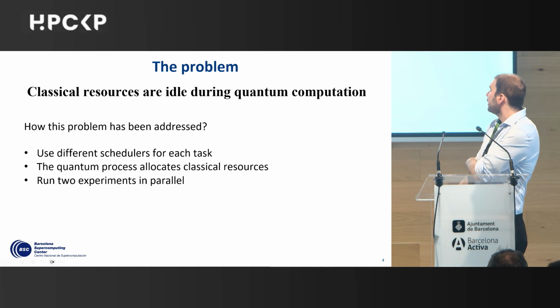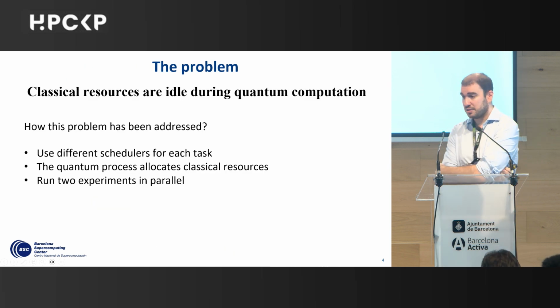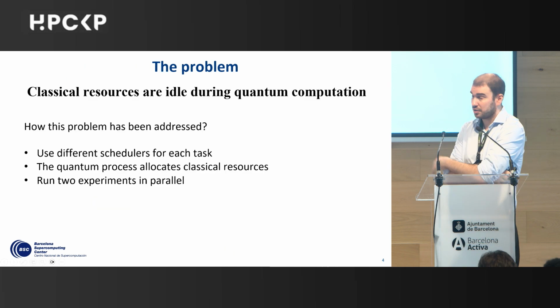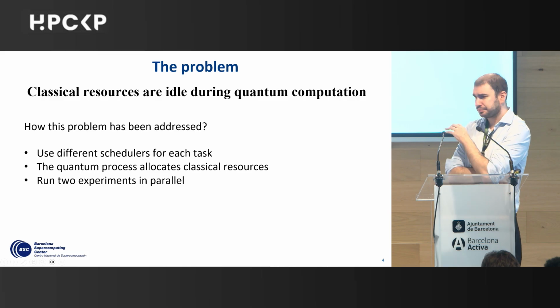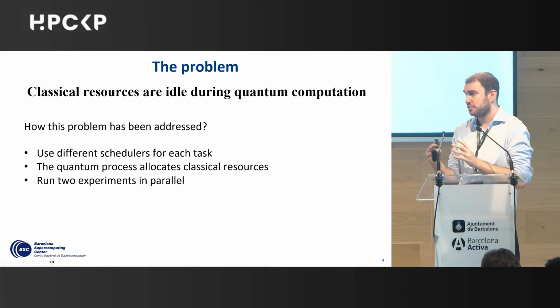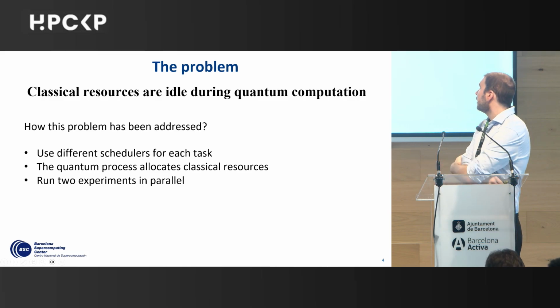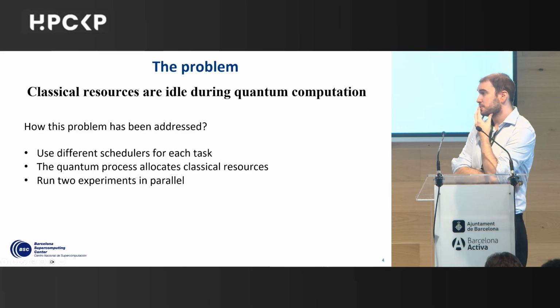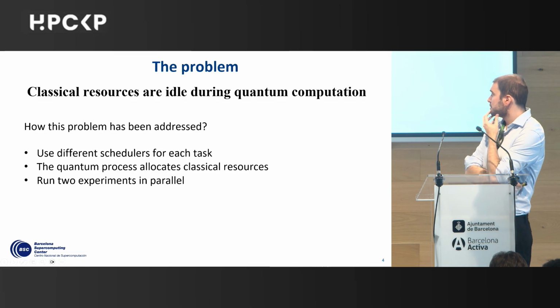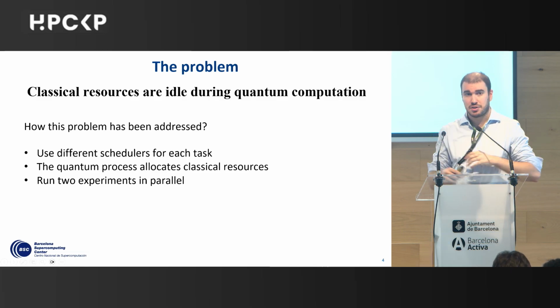So this has a problem. When you have a classical hybrid workflow, a quantum workflow, you have two different resources which are really different. You have the classical nodes and you have the quantum nodes, and you need both of them. So how do people manage to get these resources? One easy solution is having two different schedulers, one for each task. You have two different queues.